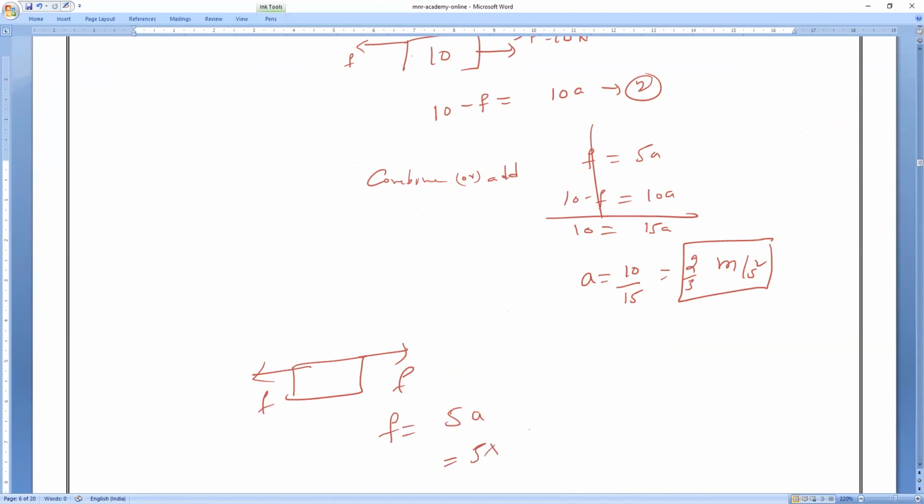So 5 into acceleration, which is 2 by 3, is equal to 10 by 3, which is equal to how much? 3.33 newtons. That is the static friction. Everybody clear? I hope you all understand. Anybody having any doubt, please kindly let me know. Okay, guys?